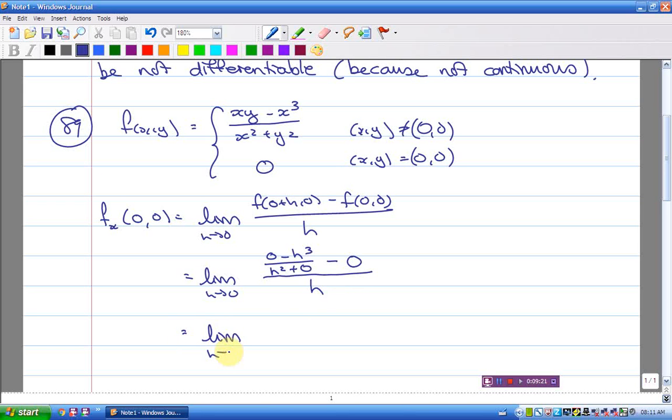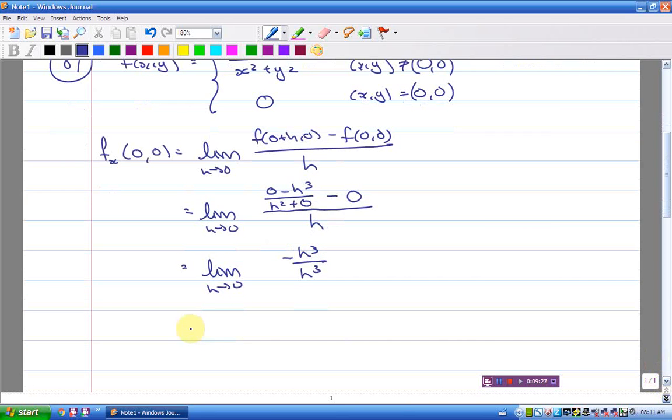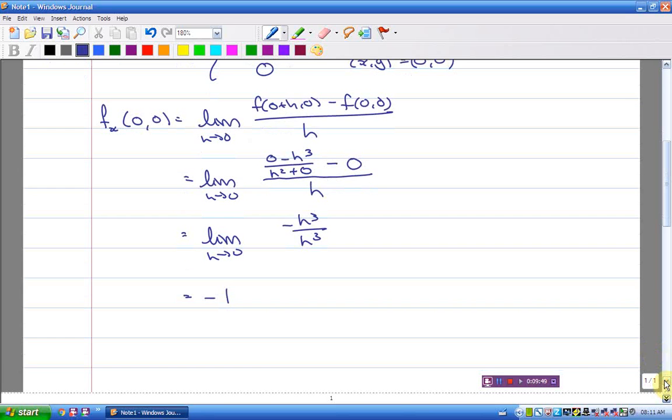The limit as h tends to 0 will be minus h cubed over h cubed, and that's the limit of minus 1, and the limit of minus 1 is minus 1. I don't need to think about what happens as h tends to 0. h could be tending to 0, h could be tending to pi, h could be tending to infinity, it could be tending to negative 1,000, h can tend to whatever it feels like. The limit of minus 1 is minus 1. So I never actually did consider what happens as h tends to 0. Okay, so my x derivative exists. My x derivative is equal to minus 1.